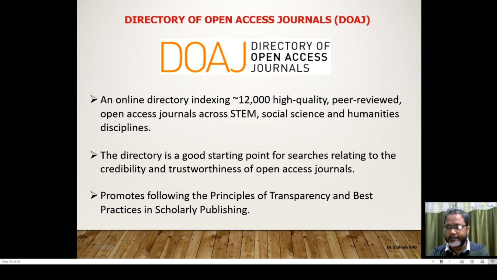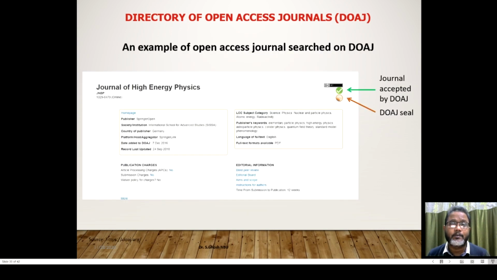This online directory has 12,000 high quality peer reviewed open access journals across STEM, that is, science, technology, engineering and mathematics, as well as social science and humanities disciplines. This directory is a good starting point for searches relating to the credibility and trustworthiness of open access journals. It promotes the principles of transparency and best practices in scholarly publication.